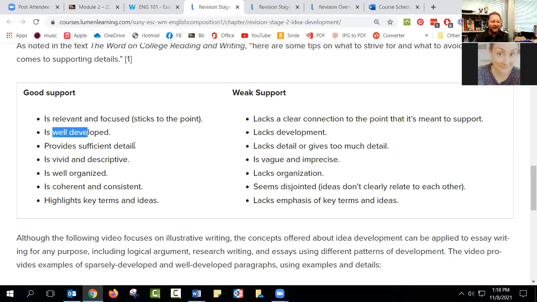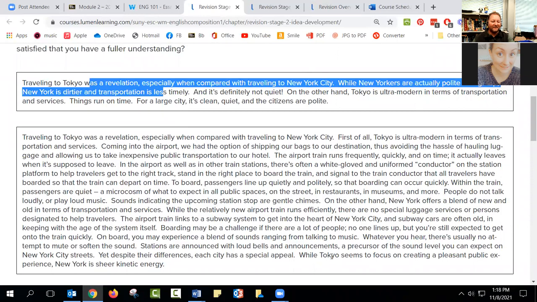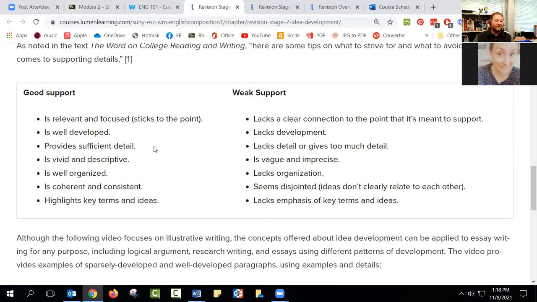Is it well developed, right? Or does it lack development, like this one up here, right? Well developed, not so well developed, right? Does it provide sufficient detail? Again, the example just now. The second one had plenty of sufficient detail. The first one, lacking detail, right?